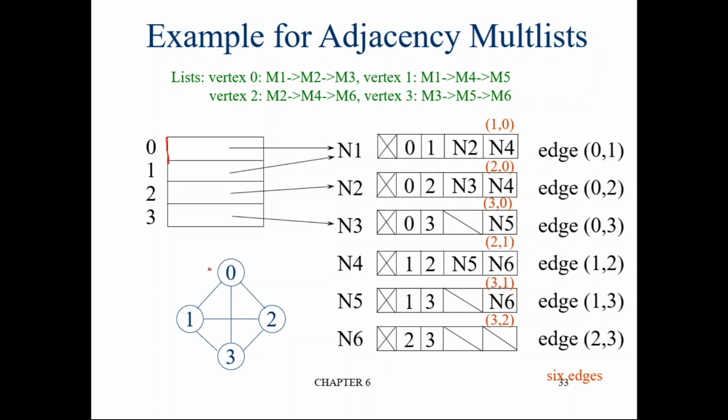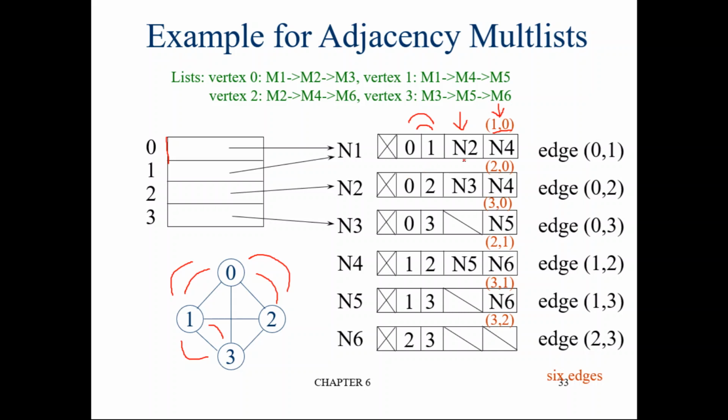An edge from 0 to 1 also means that there is an edge from 1 to 0. Right? An edge from 0 to 2 also means there is an edge from 2 to 0. An edge from 1 to 3 also means there is an edge from 3 to 1. So when you say 0 to 1, you have to refer to this pointer. These two are pointers. But when you say 1 to 0, you have to refer to this pointer. So here it is mentioned 1 to 0.